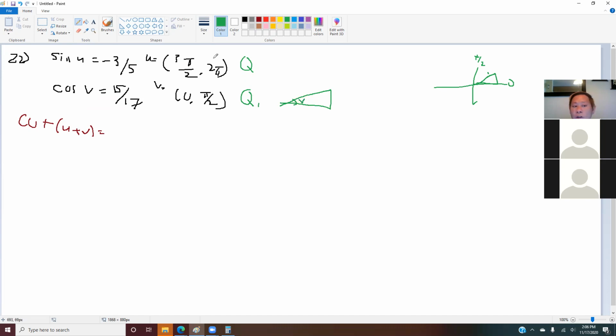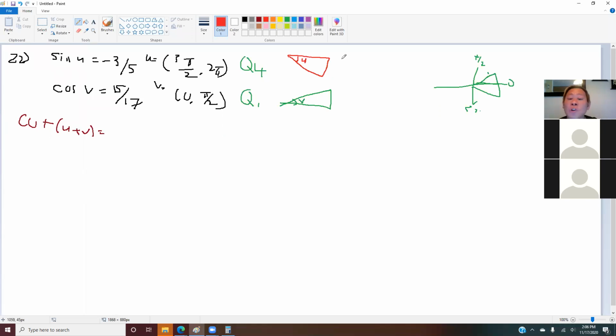What quadrant is 3 pi over 2 to 2 pi? Quadrant 4, yes. So the triangle that you're using for this will look something like this. And this is u.